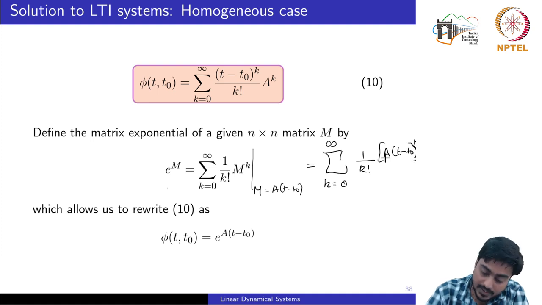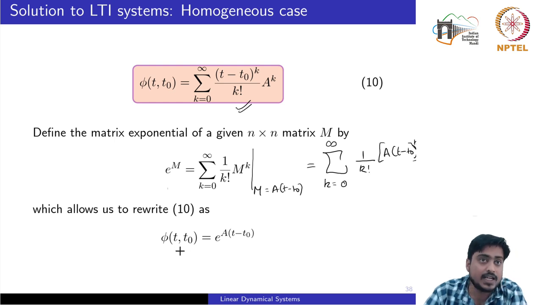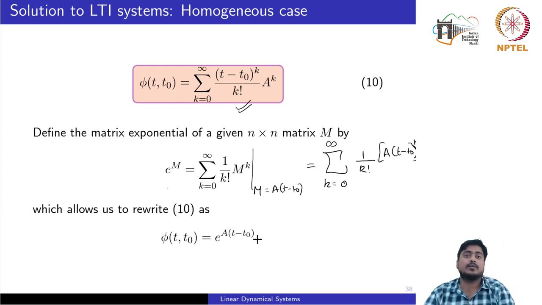Right, which I can write as A to the power k into (t minus t naught) to the power k, which is equal to this part. So my state transition matrix in the linear time invariant case is basically the matrix exponential, where t naught is the initial time where I am taking the initial value of the state.